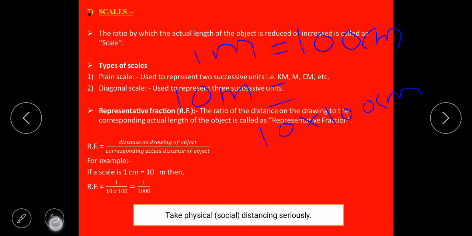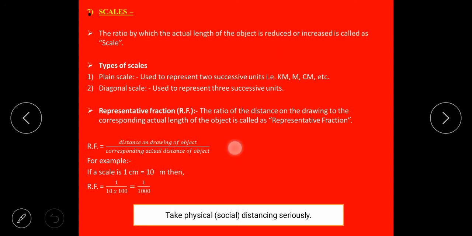So here is another safety instruction: take physical distancing seriously. Means make the distance between two persons. Take social distancing seriously, make a social distance between two persons, and stay safe. So these all are the 7 contents of the first topic, overview and classification of survey.